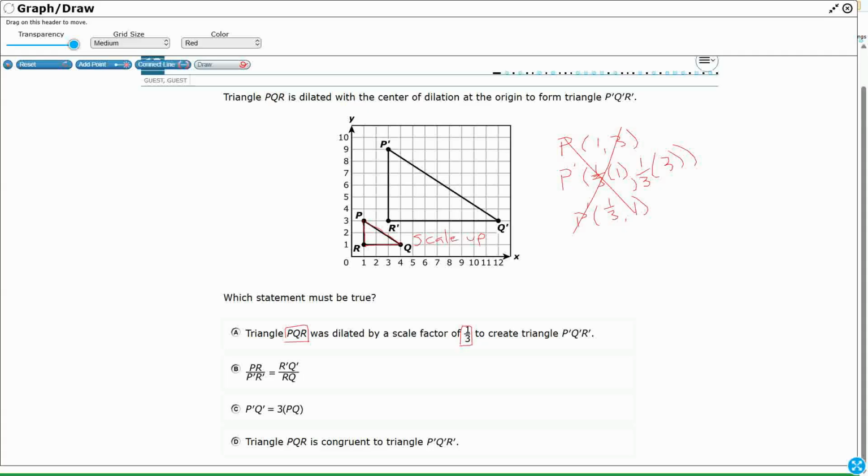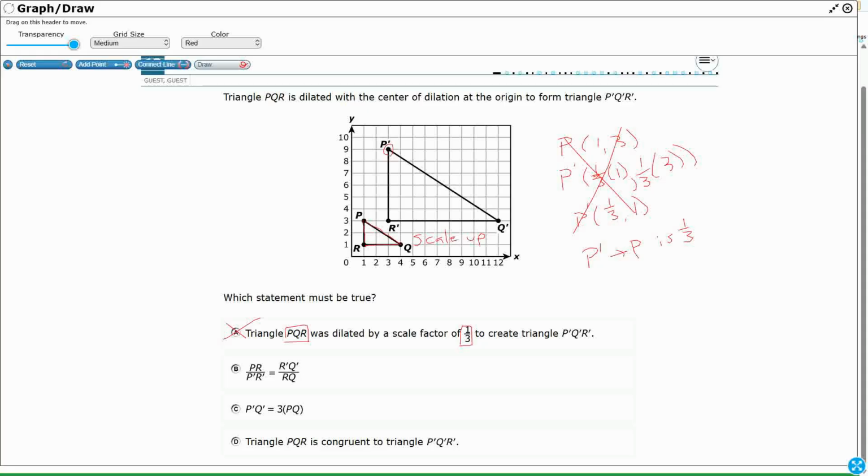So actually, we reversed it. If you go from P prime down to P, you scale it by 1/3. So P prime to P is a 1/3 scale factor, but you never go from P prime down to P. You go from P up to P prime. So that's inverted. 1/3 is correct, but we need to take the reciprocal of that. Looks like we're going to go 3.